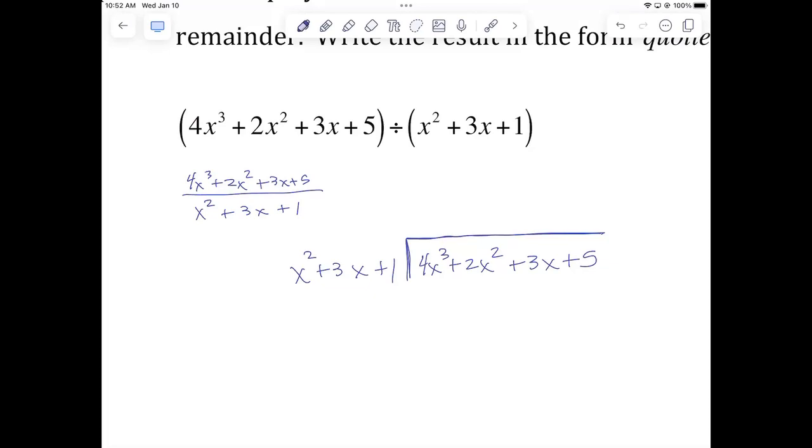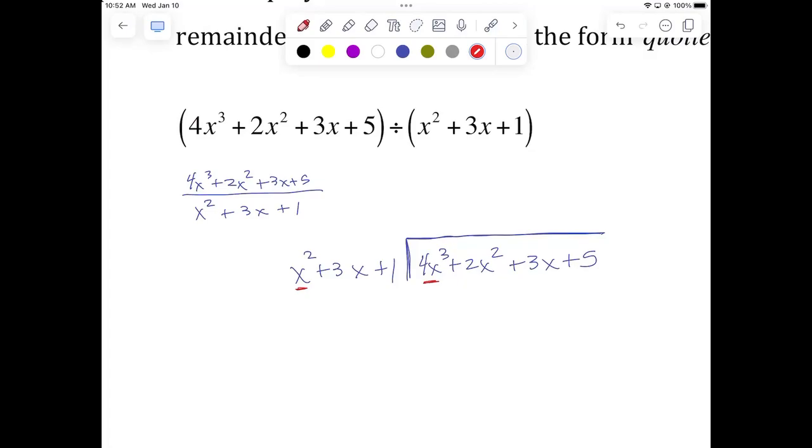All right, so here's how we do the long division of polynomials. We're not going to focus on all three terms and all four terms. We're going to focus on the first term in each of them first. It's kind of like divide and conquer. And we're going to do the division.